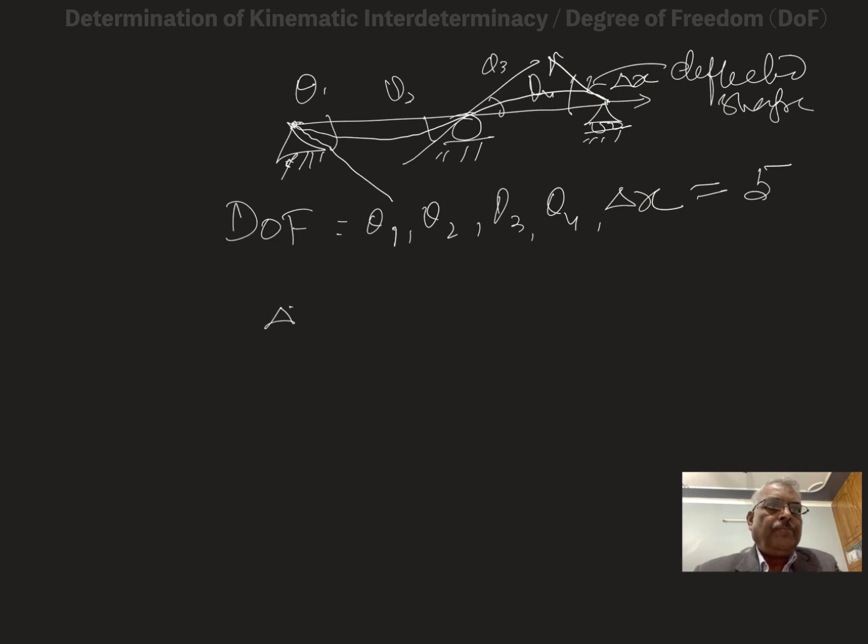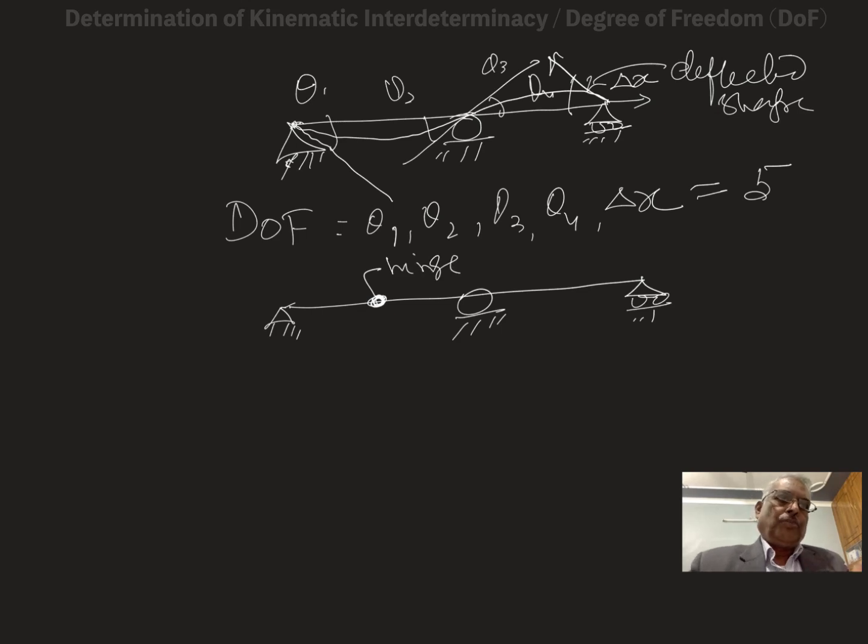Suppose in the same beam I put the internal hinge here. So how many degrees of freedom? Let us draw the deflected shape. Because of this hinge, the parabolic shape will not be there; it will be straight like this, then this, then this will be there.